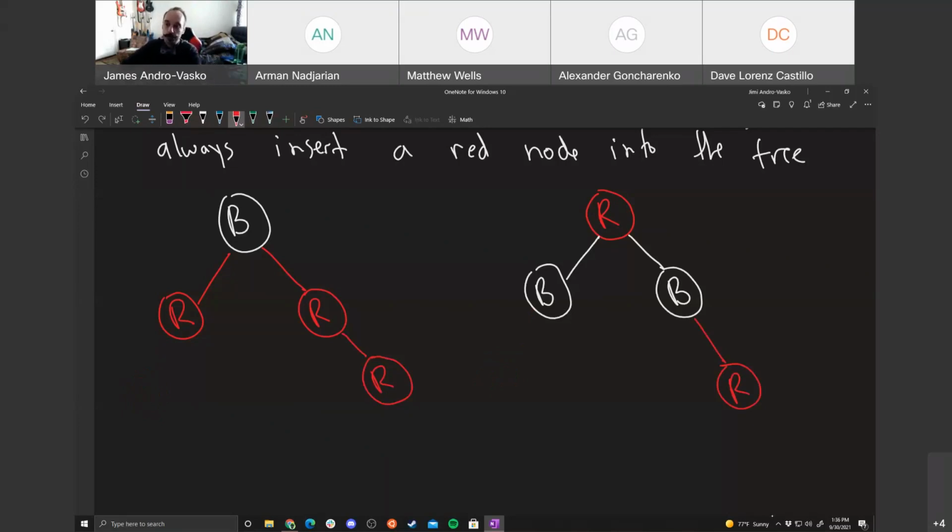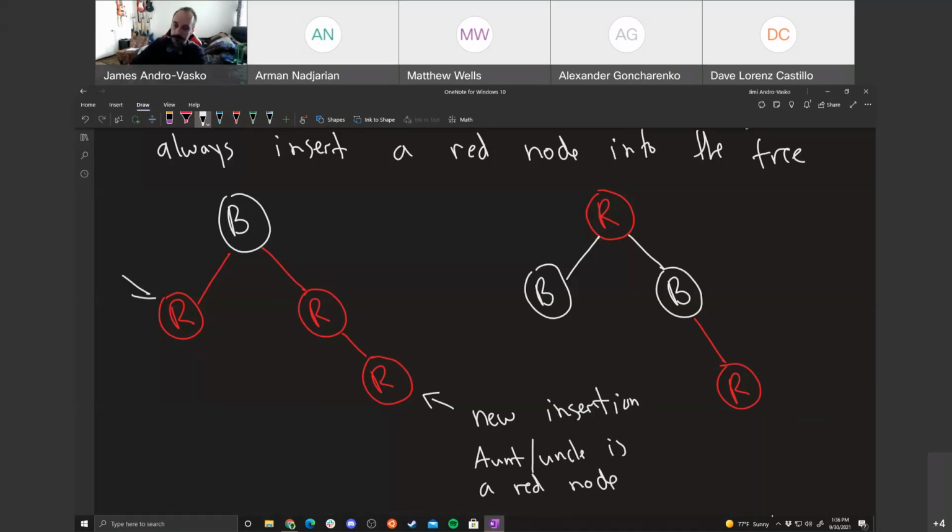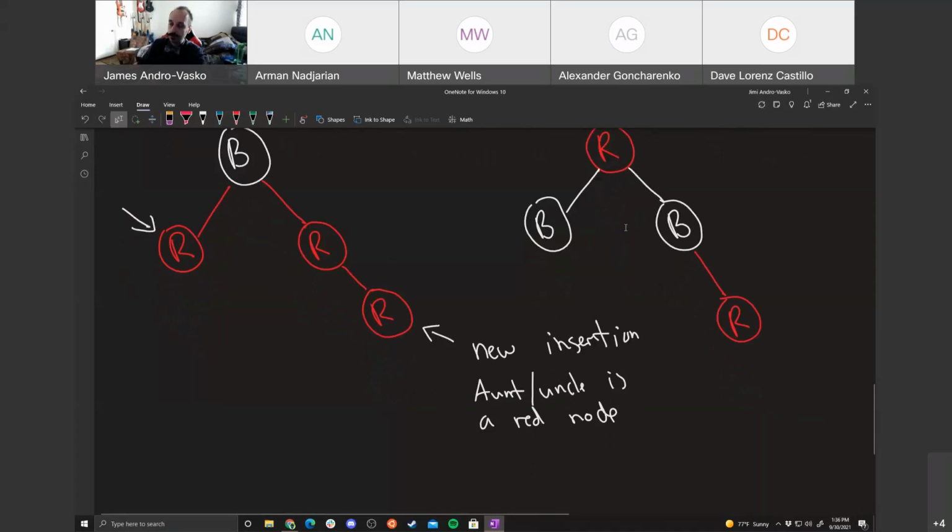So this is one scenario, but there are many different cases for this. Each of these cases, we have to do this color flip over here, because the idea was that for a new child, a new insertion happened, which is right here, and the aunt is a red node. So we have to just do a color flip with the grandparent and the two children.